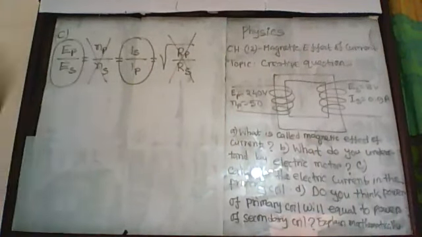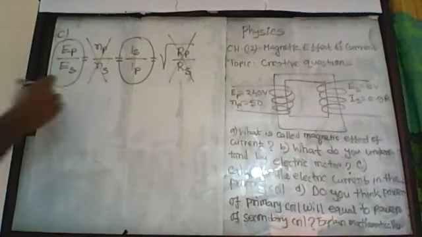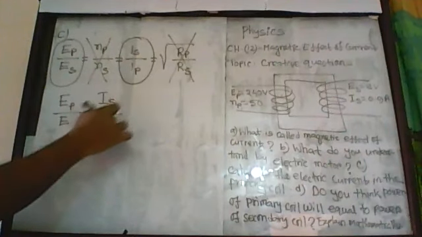So which part must we use? EP is given here and ES is given here. So we can use EP and ES. I've decided we're going to use this formula, EP by ES equal to IS by IP, to find out the electric current of the primary coil. EP divided by ES equals IS divided by IP.